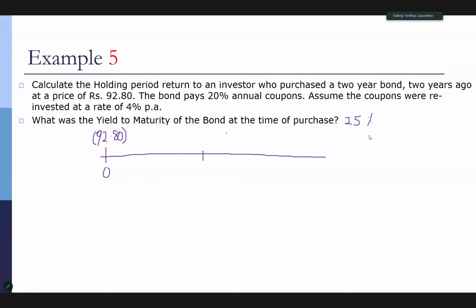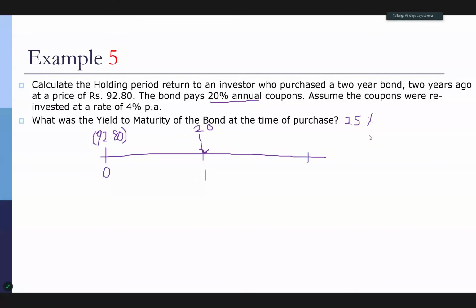In year 1, you receive a coupon. You receive a coupon of 20 rupees, because it's a 20% annual coupon, right? So on a 100 rupee face value, it's 20 rupees in year 1.